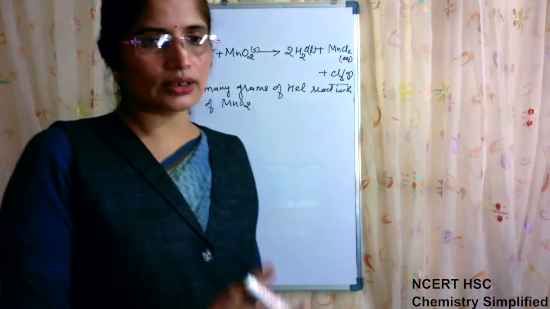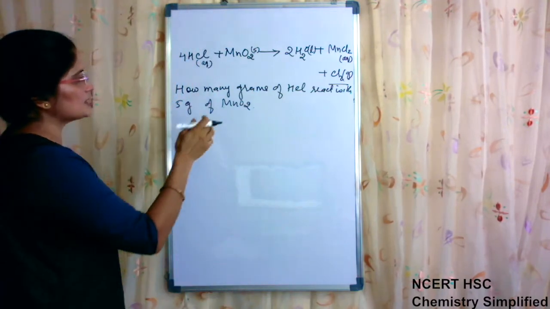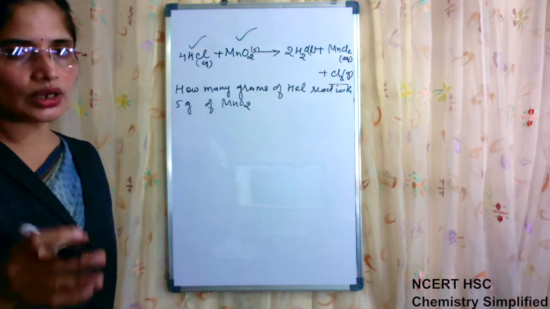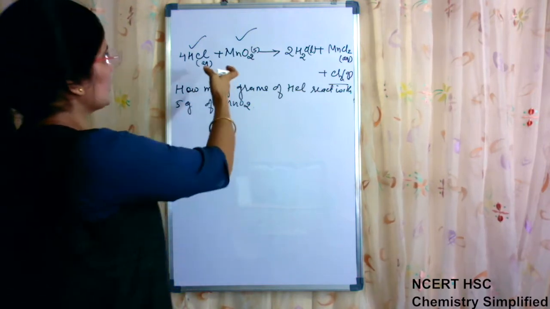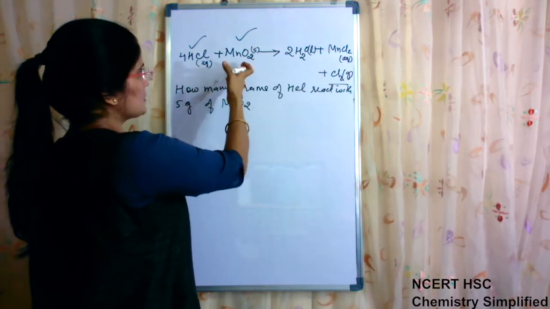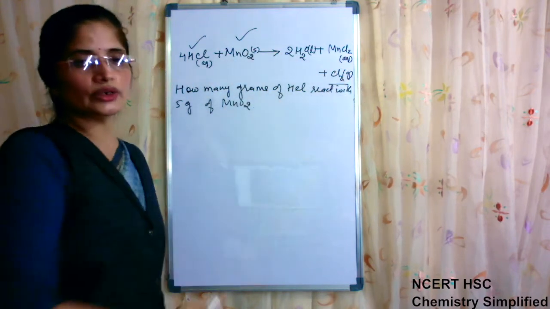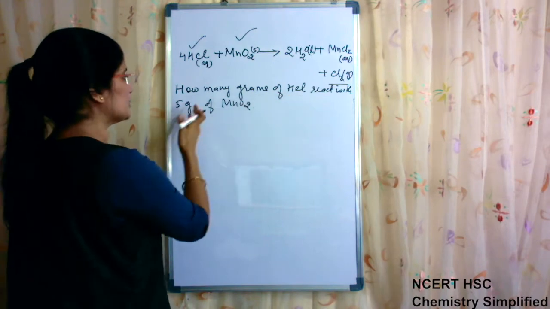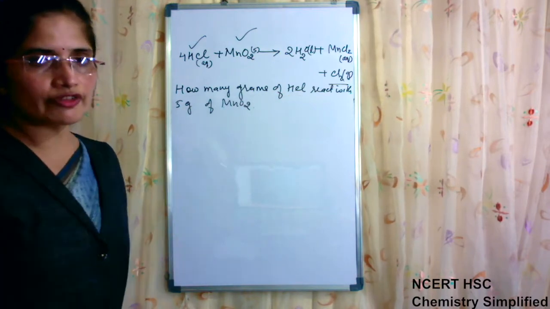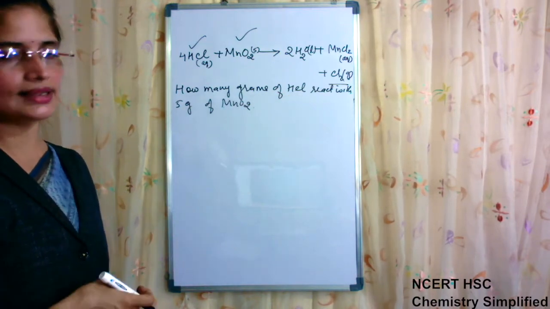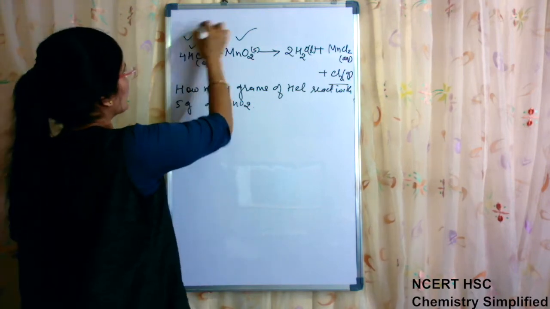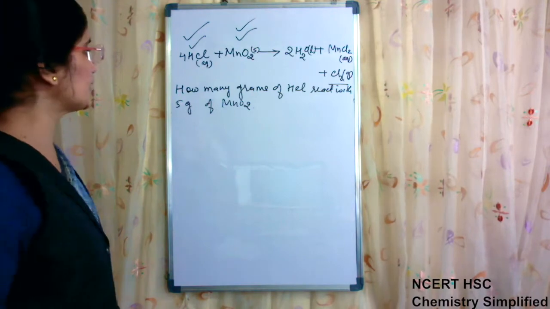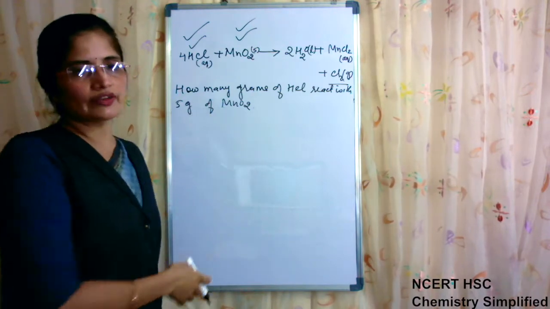chlorine, to produce what? This they are not asking. So we are concerned about the masses of only HCl and MnO2. They have not asked about the effect of the amount of these substances present on the product. So we don't require the mass of product. How many grams of HCl will react with 5 grams of MnO2? So first we should know according to the balanced chemical equation how many grams of HCl are reacting with how many grams of MnO2. Then we can tell about the 5 grams of MnO2.